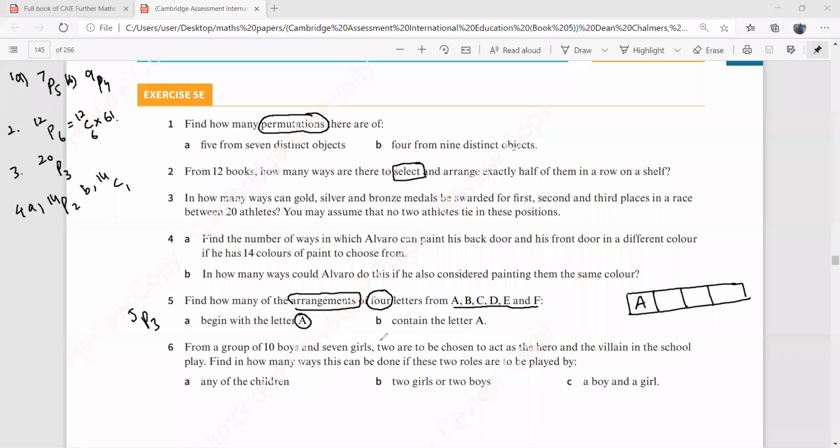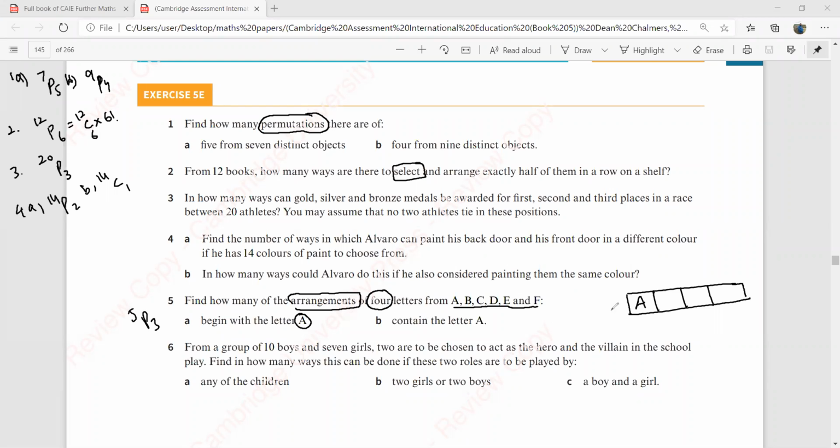Now look at this B part. This is very interesting. It says contain the letter A. Now this letter A has to be there, but the condition is not that the arrangement has to begin with the letter A. This A can be anywhere. So that means these 4 letters must contain the letter A, and you have to tell the number of arrangements.